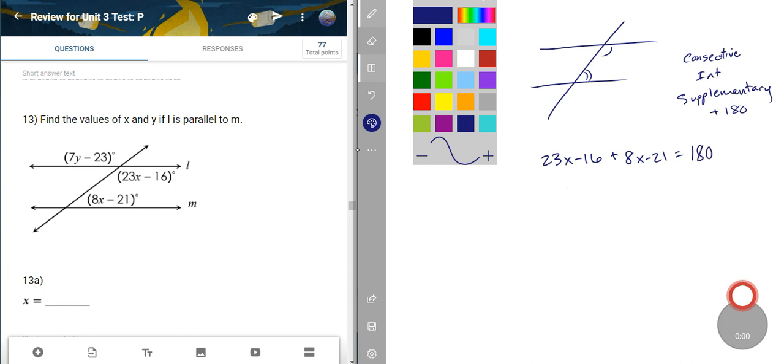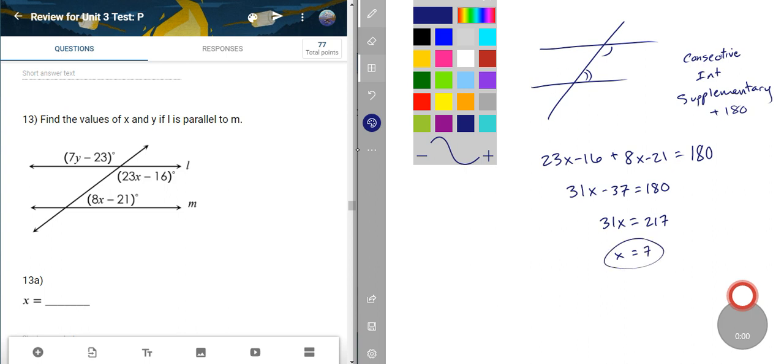Combine like terms, what do we get? 31 x's here minus 37 equals 180. If I add the 37 to both sides, we'll get 31x is equal to 217. Divide by 31, x will equal 7.